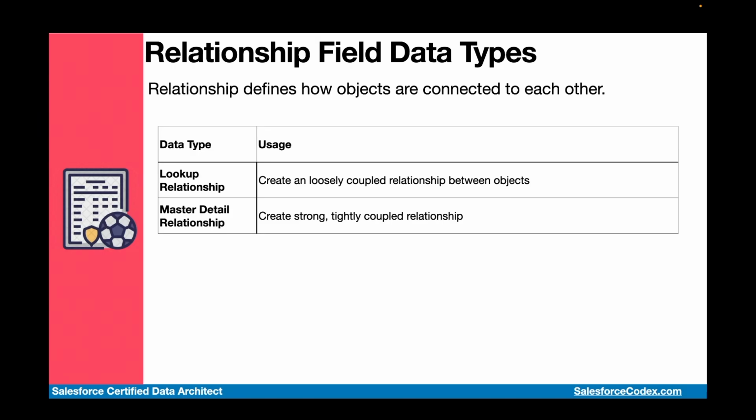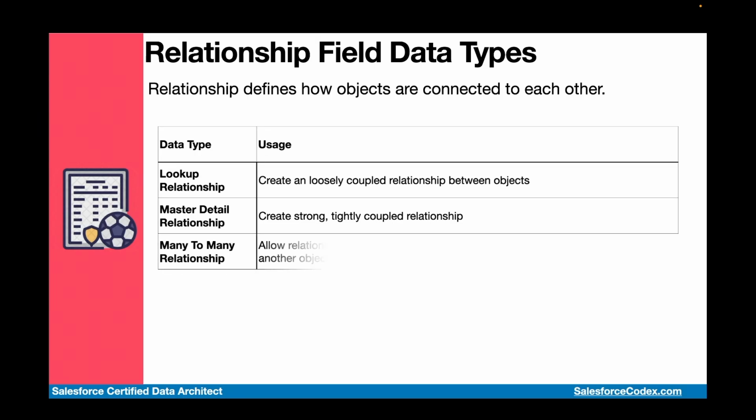If the opportunity is deleted, all related opportunity products are automatically deleted. So we can say this is a cascade delete relationship. Child records inherit the security settings of the parent. So if anyone has access to the parent record, by default they get access to the child record.